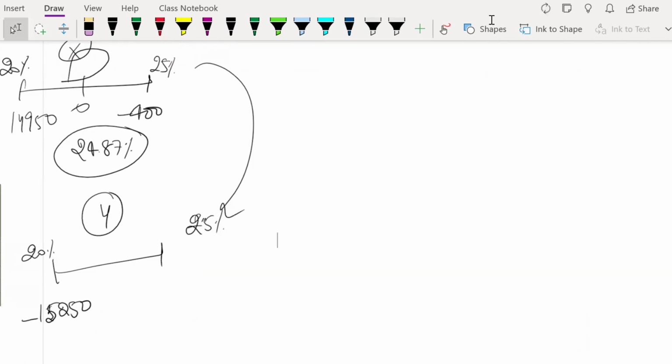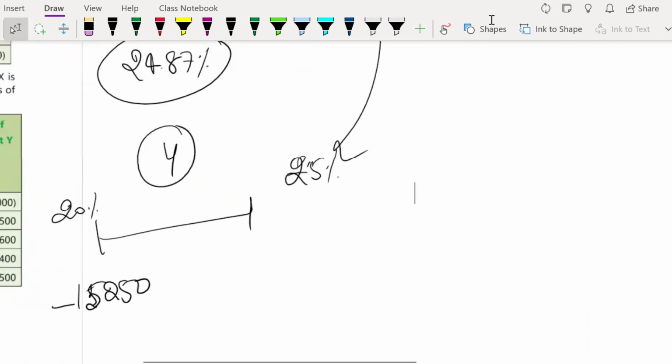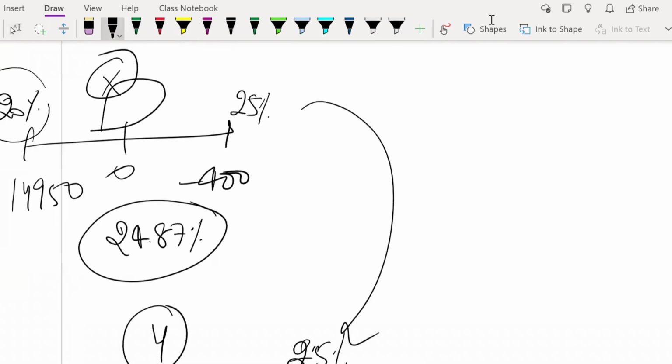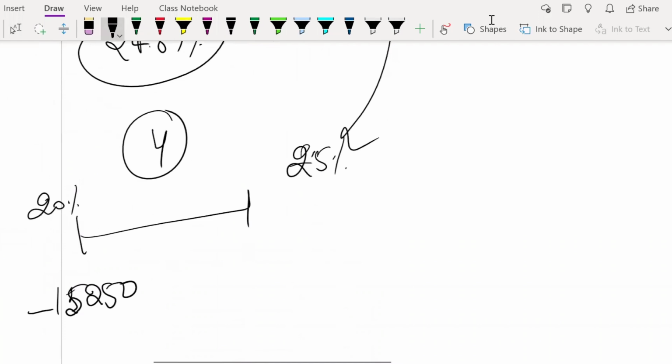I'll repeat the question again. Project Y, project X, what happened? At 20% you got a positive NPV. At 25% you got a negative NPV. Work was done there, no issues. In project Y, at 20% itself, you got a negative NPV. Now you need a positive NPV.